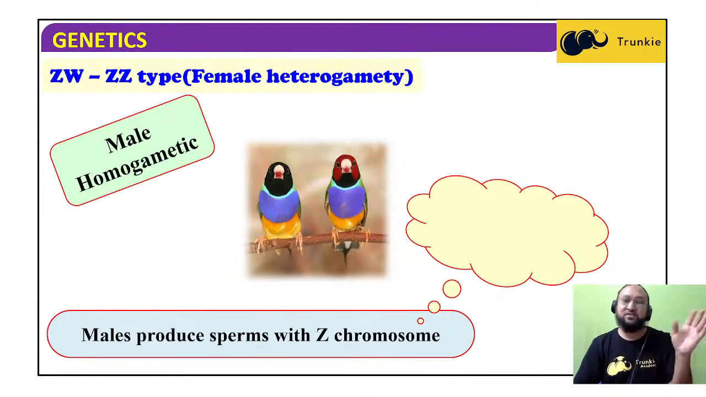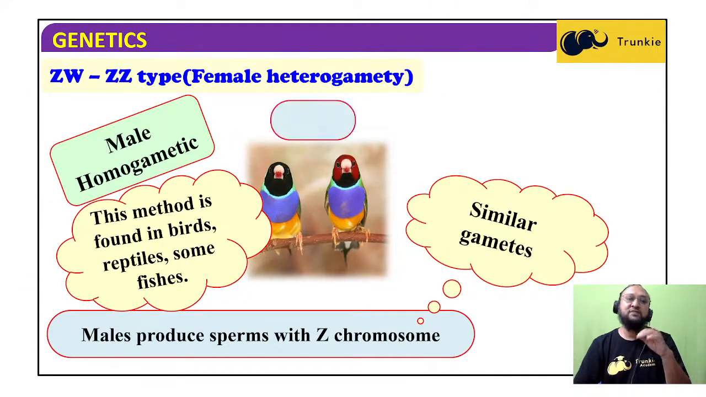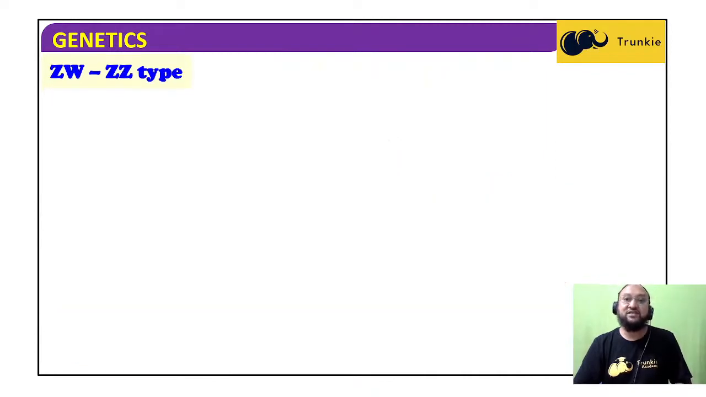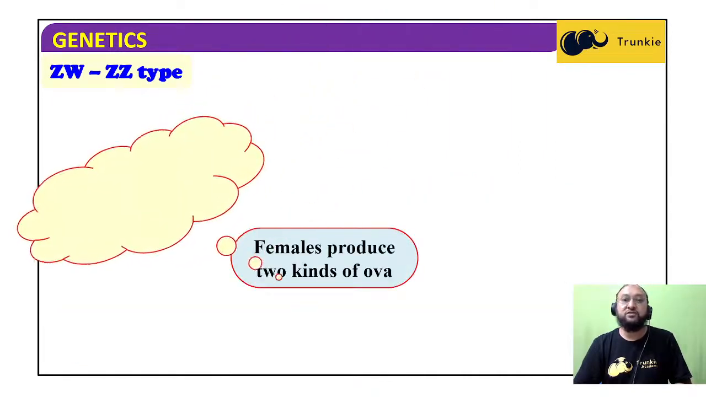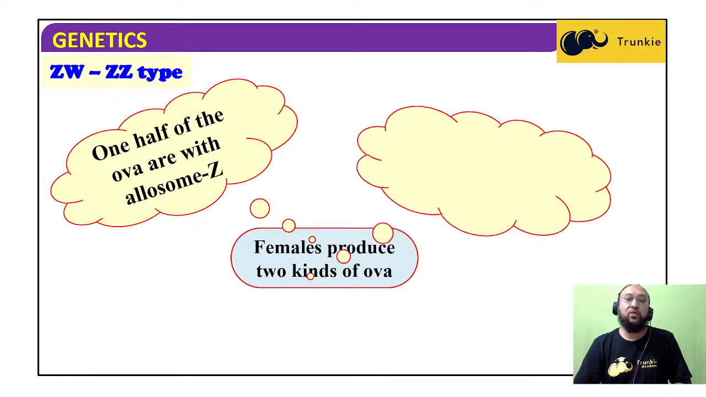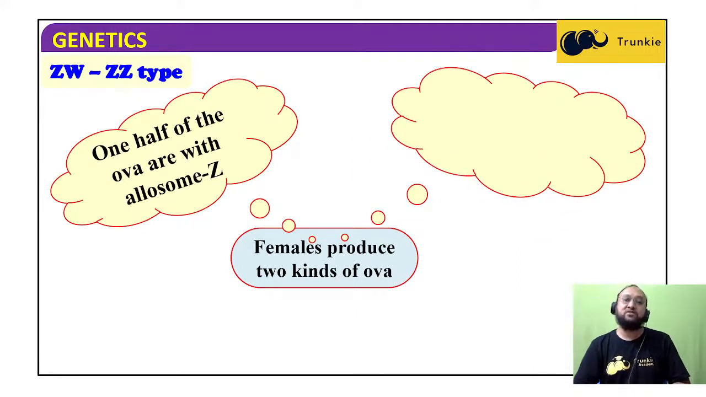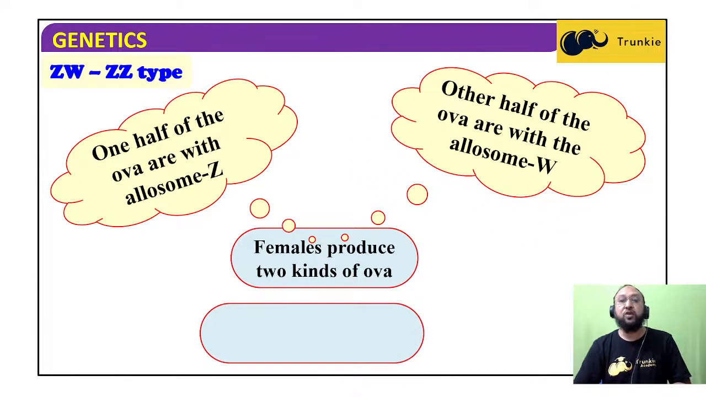Sperms will have only Z chromosomes in pair, I mean similar gametes, so they are homogametic. This method is found in birds, reptiles, and some fishes, the ZW-ZZ method. Now females produce two kinds of ova, as I told you. One half of the ova carry the allosome Z and the other half carry the W allosome.